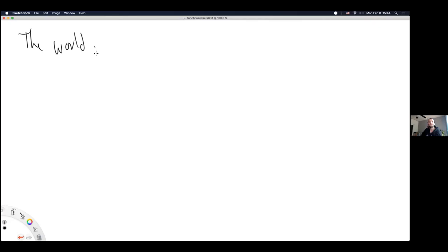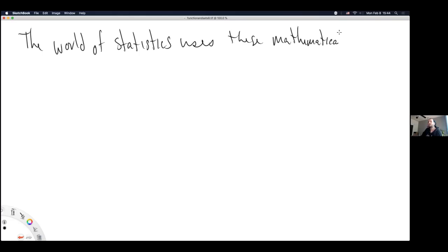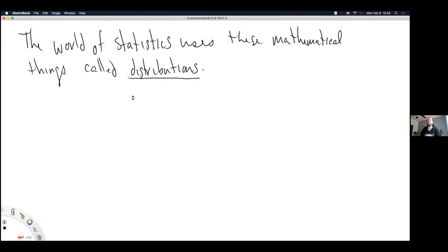The world of statistics is a big and crazy world. It uses these mathematical things, and we'll give more formal definitions later on, called distributions. And they're clever little things, they are. I don't know who came up with the idea of these, but they're tricky. And it's my opinion that the world of statistics introduces the word distributions almost too quickly, and it leaves students feeling a little contextless about why the world uses these things called distributions.